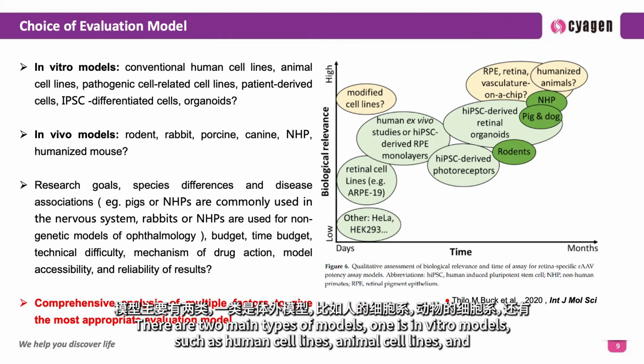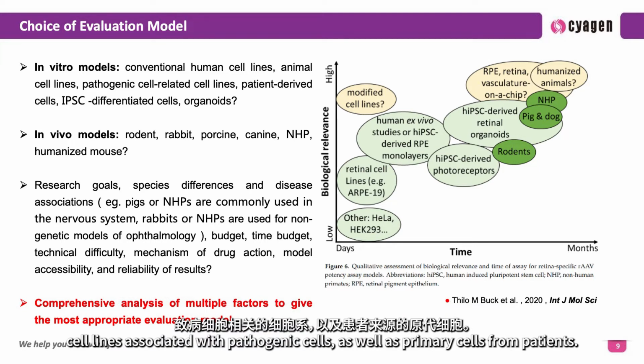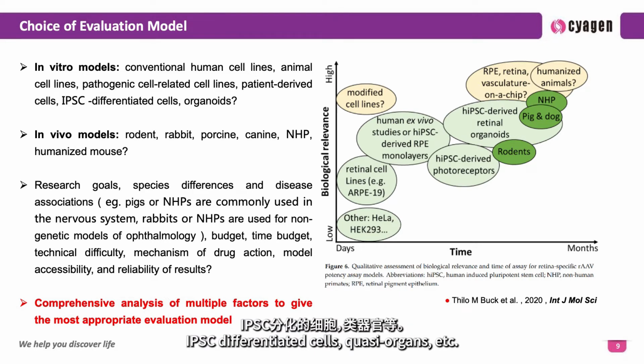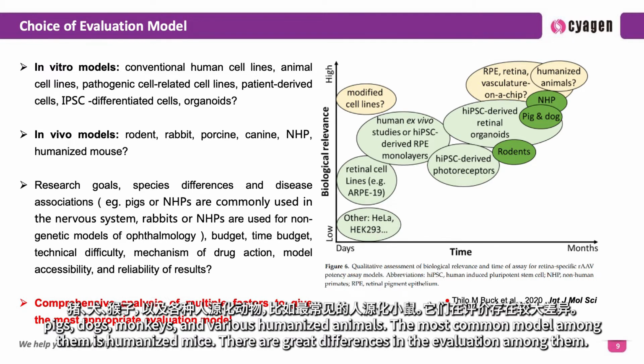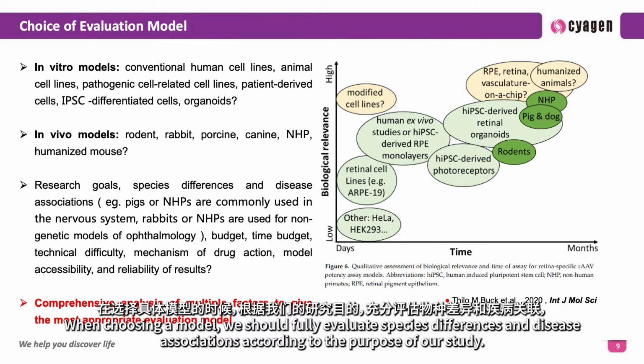There are two main types of models. One is in vitro models, such as human cell lines, animal cell lines, and cell lines associated with pathogenic cells, as well as primary cells from patients, iPSC differentiated cells, organoids, etc. There are also many kinds of in vivo models, rodent animals like rats and mice, rabbits, pigs, dogs, monkeys, and various humanized animals. The most common model among them is humanized mice. There are great differences in the evaluation among them. When choosing a model, we should fully evaluate species differences and disease associations according to the purpose of our study.